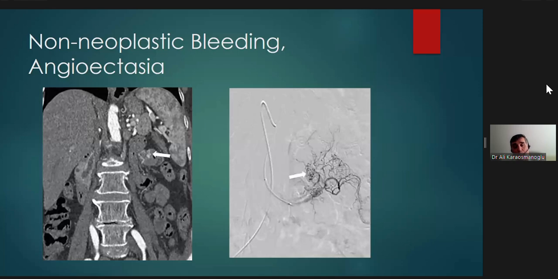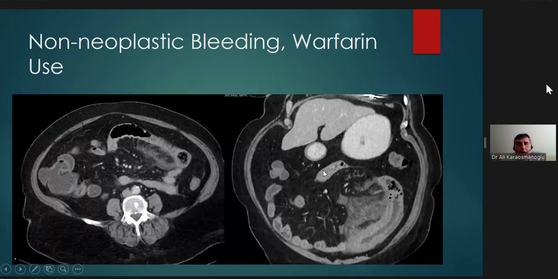So always look at the portal venous phase when you see something like this, because if they change configuration on the portal venous phase, you should always consider an active bleeding. But here, the configuration was stable in both arterial and portal venous phases. So we were concerned about angioectasia, small bowel angioectasia, which was confirmed on the angiography examination. You can see irregular, chaotic vascularization here in the small bowel loop. So the finding was confirmed on the angiography.